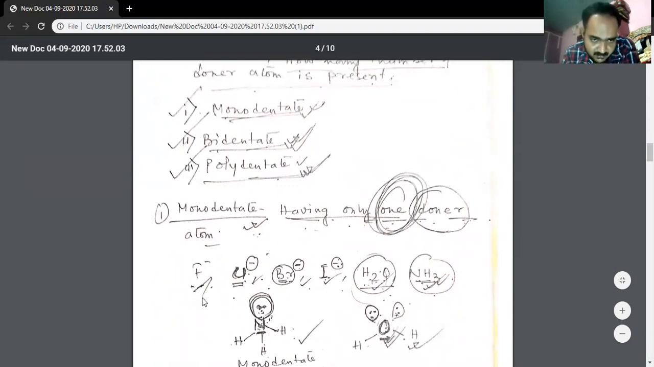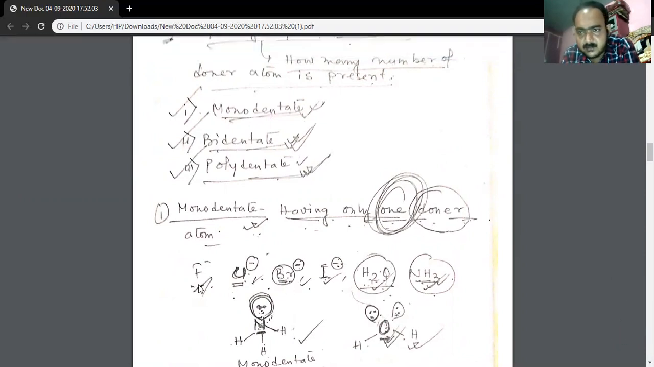That is F minus, Cl minus, Br minus, I minus. You should remember, the higher the electronegativity, the lower the ligand strength, because it will not be able to donate its lone pair, since the electronegativity is high. It will attract the paired electrons, so it will not donate. So Cl minus, Br minus, I minus, H2O, ammonia, etc.